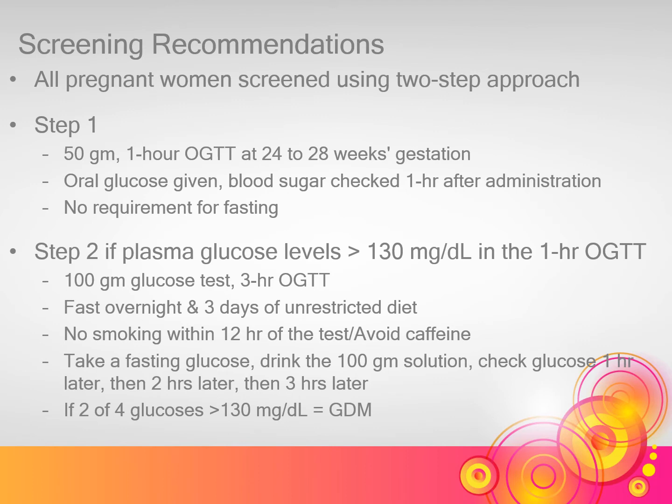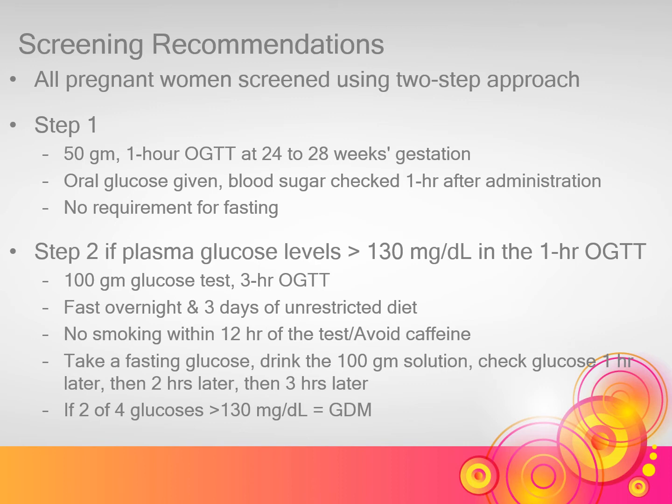Step 2 is a 3-hour oral glucose tolerance test where they drink 100 grams of glucose solution. Before they do this, though, they are asked to fast overnight and go through at least 3 days of an unrestricted diet. They are told not to smoke within 12 hours of the test and to avoid caffeine so that the blood glucose levels do not rise due to that.